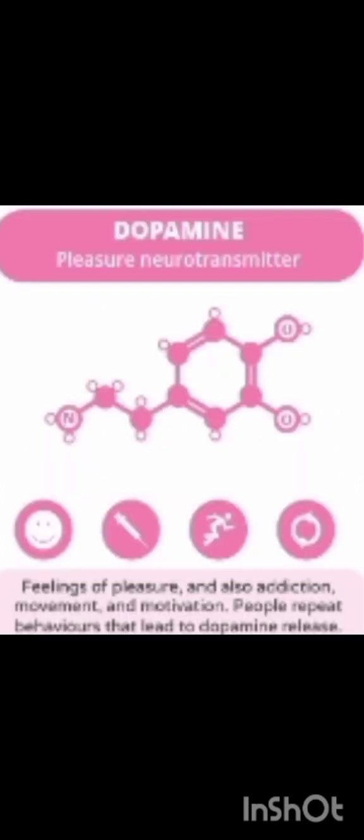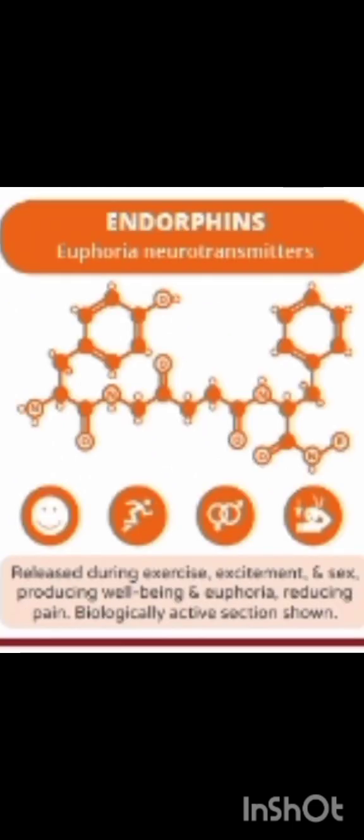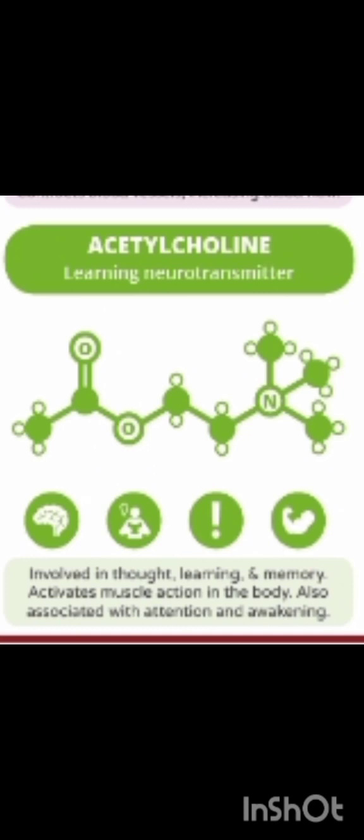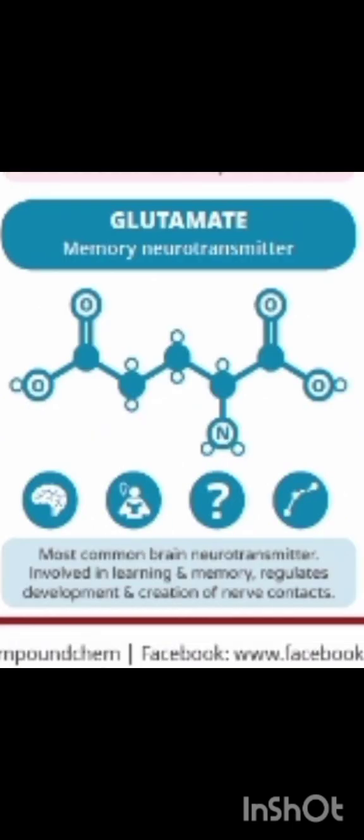Then you have dopamine, which is another chemical that is found in our bodies and produced by our bodies. We have noradrenaline, endorphins, acetylcholine, GABA, and glutamate.